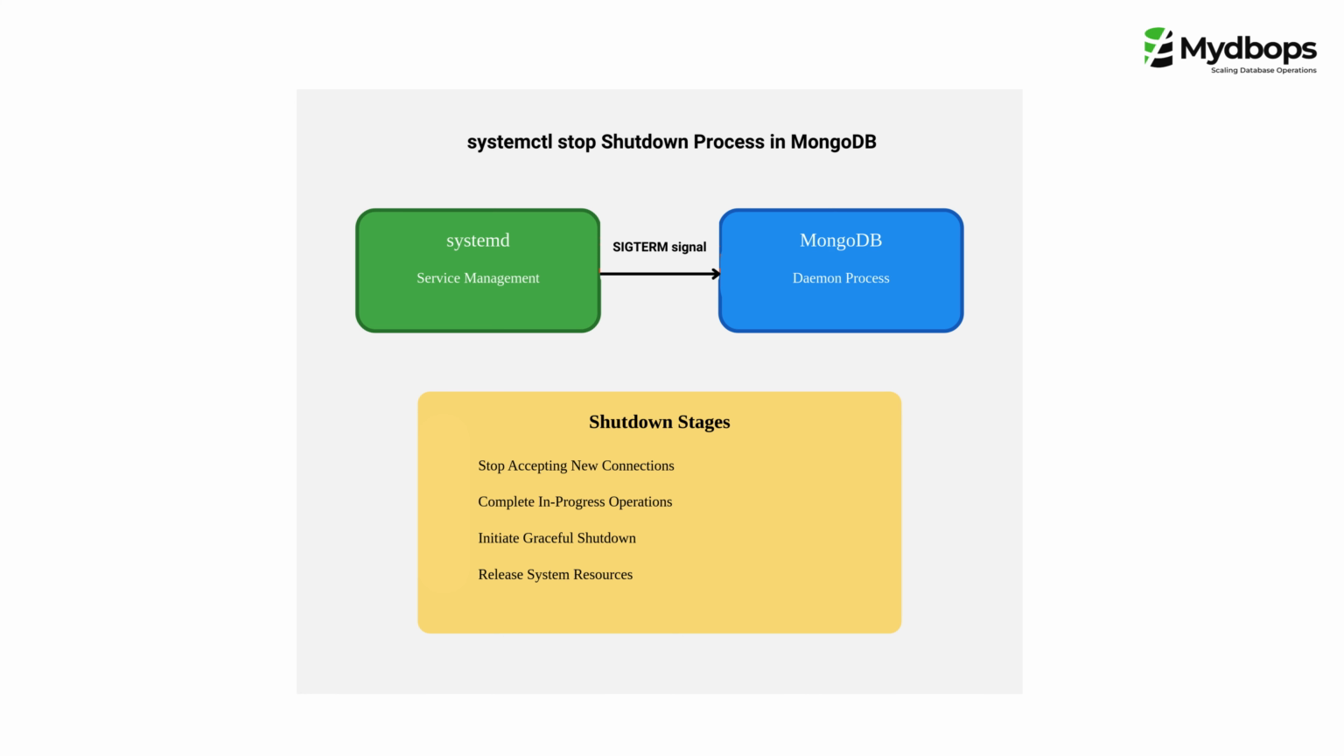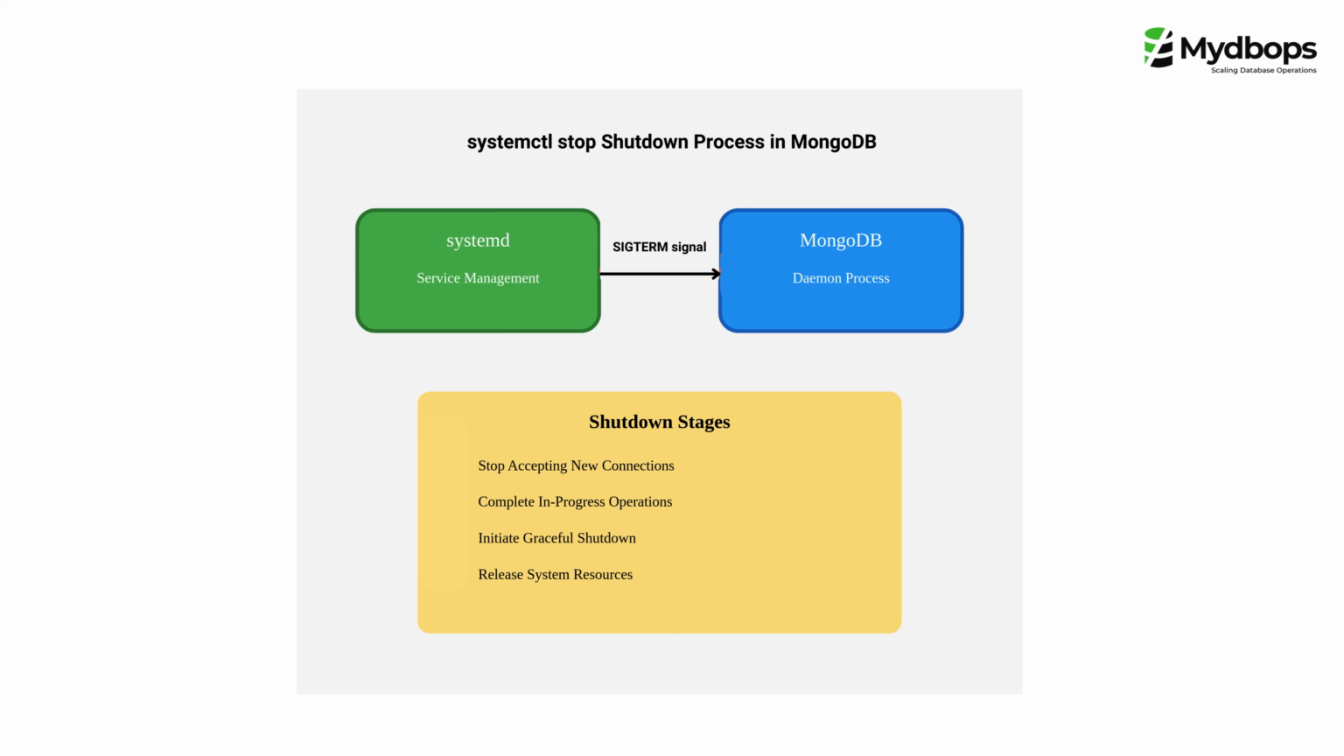This one feels a bit more removed. It is. This is where you're using your operating system's tools to manage that MongoDB process. Basically, you're sending a signal called SIGTERM to MongoDB, and that tells it to shut down gracefully. So it's like sending a polite request through the proper channels. Exactly, and here's the key.